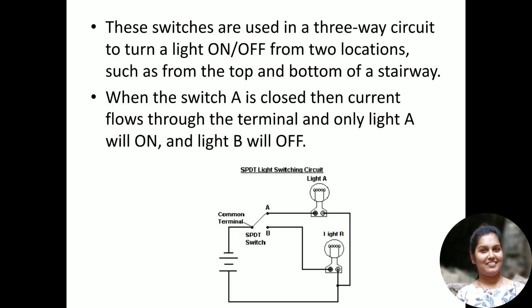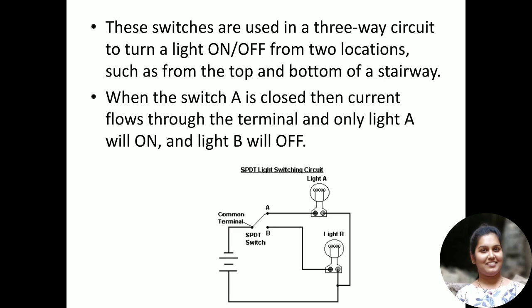When switch A is closed, the current flows through the terminal and only light A will glow. That is, light A will be on and light B will be off. When switch B is closed, then current flows through the terminal and only light B will be on and light A will be off. Here we are controlling two circuits or paths via one source.